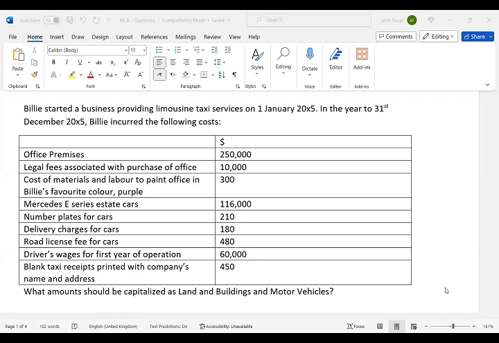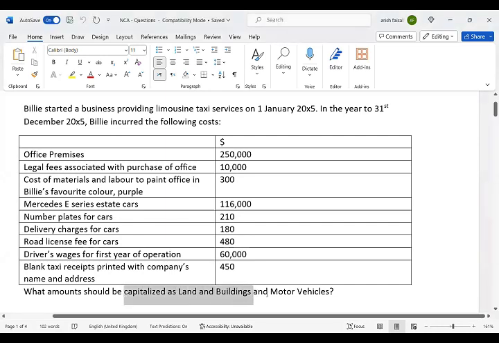Now, as you can see in this question, it says that Billy started a business providing limousine taxi services on 1st of January 2015. And in the year to 31st December 2015, he has incurred the following costs. So these are all the costs which have been given to you, which have been incurred by Billy in his limousine taxi services.